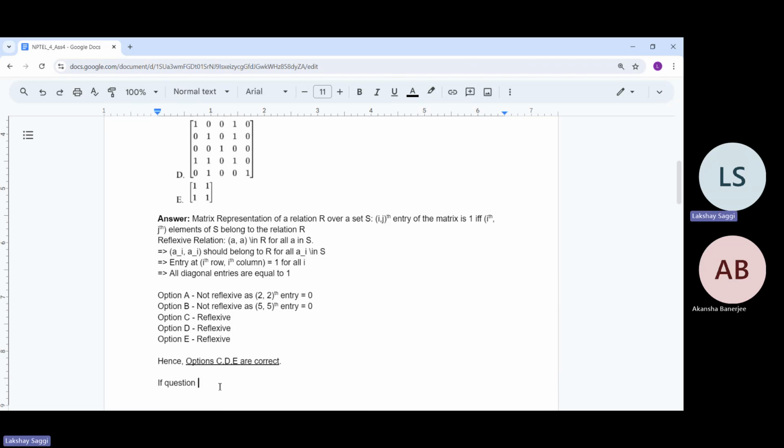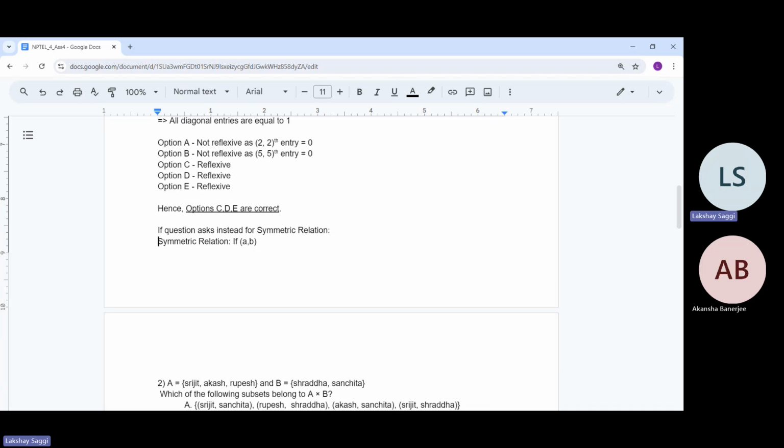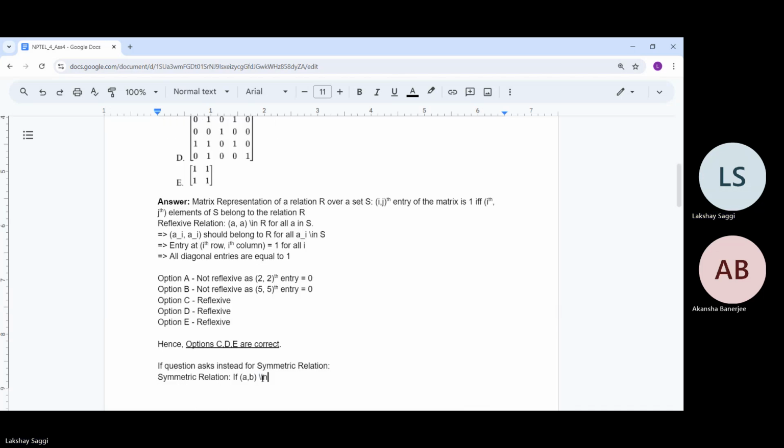So if the question asks instead for a symmetric relation, then what can we do? Again, just going back to the basic definitions, we'll be able to see how we can obtain the matrices. So what's a symmetric relation? A symmetric relation means that if a tuple A comma B is in the relation R, then the tuple B comma A should also be in R. Right? This is what a symmetric relation is.